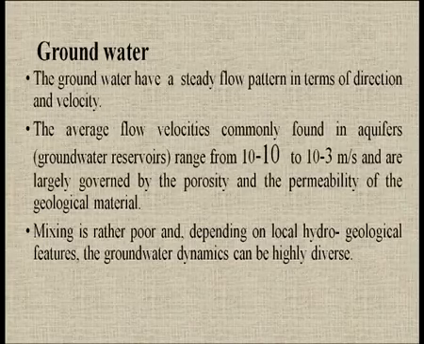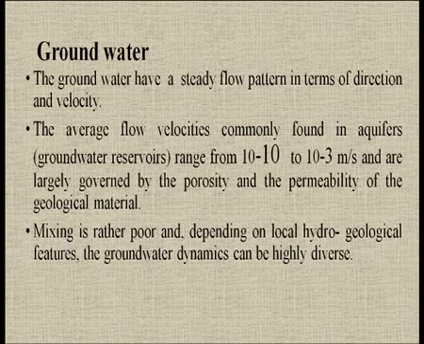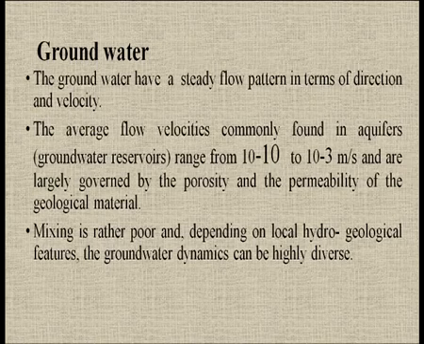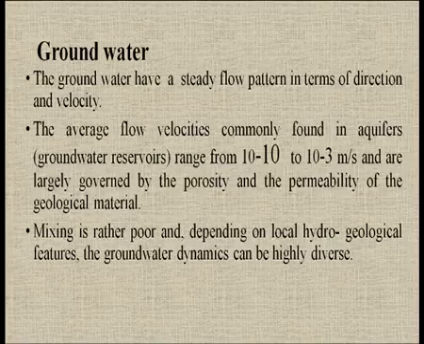Groundwater: the groundwater has a steady flow pattern in terms of direction and velocity. The average flow velocity commonly found in aquifers ranges from 10 to the power minus 10 to 10 to the power minus 3 meter per second and is largely governed by the porosity and the permeability of the geological material. Mixing is rather poor, and depending on local hydrogeological features, the groundwater dynamics can be highly diverse.